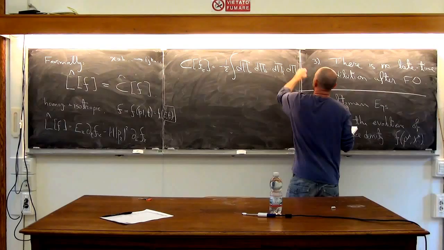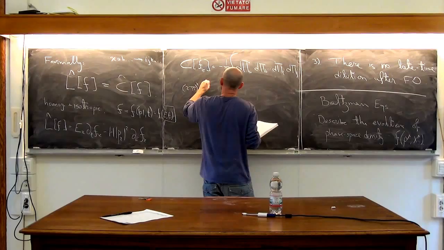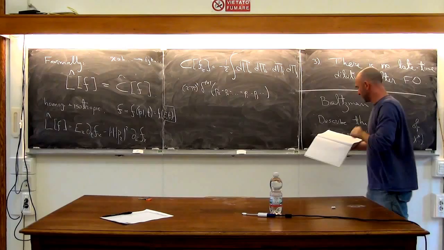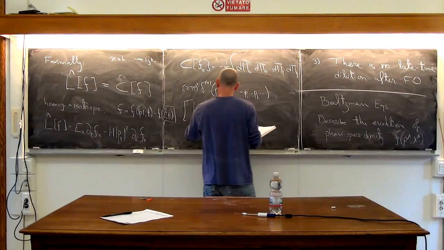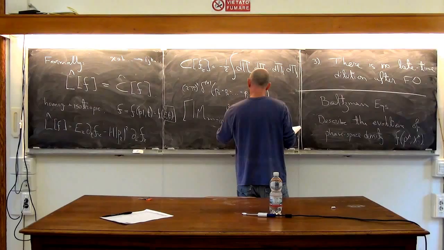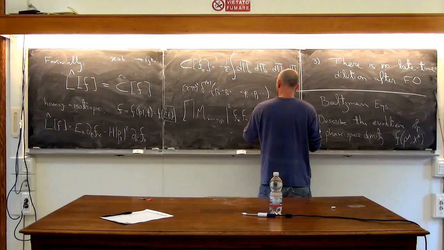The rate is, of course, 2 pi to the fourth delta 4 of the momenta, p chi plus p a, and so on, minus p i minus p j, and so on, times the matrix element of chi a b going to i, j, k, times the phase space factor, which is f a, f chi, and so on, times 1 plus or minus f i, 1 plus or minus f j.